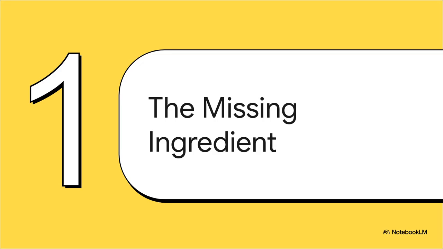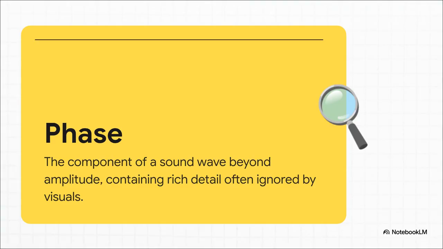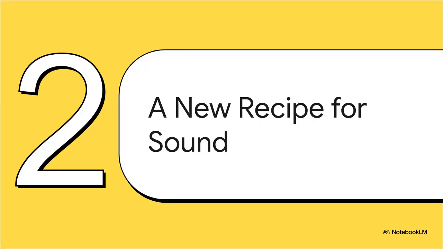To really get what a huge leap this is, we've got to talk about the one crucial thing that those old black and white pictures were leaving out. And that missing ingredient? It's called phase. See, every sound wave doesn't just have loudness or amplitude. It also has a phase, which is basically its position in its cycle. And this little piece of data is packed with rich detail, information about where the sound came from, how it traveled. But most of our old visualizations, they literally just threw it away.